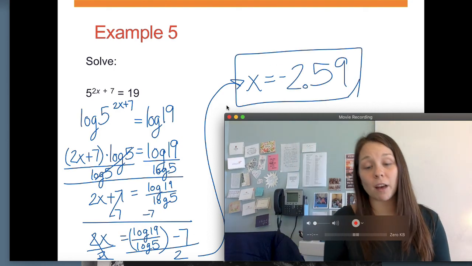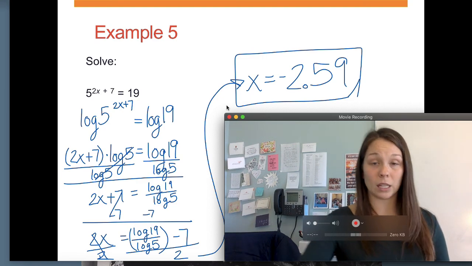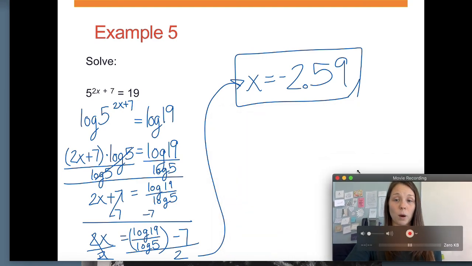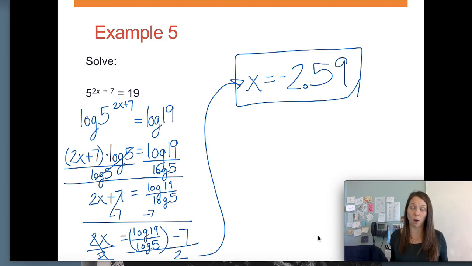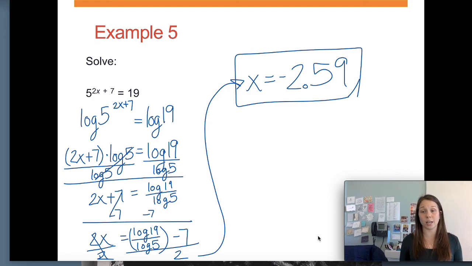Now, you might have felt like you could have done it a different way and you still end up at approximately negative 2.59, and that's okay. There are a couple of different ways you might have approached this problem, but in the end, you should be getting pretty much the same decimal. Now, if you started by taking the log of 19 divided by the log of 5 and you wrote a decimal there, you might have some slight rounding error, but it should still be approximately the exact same answer as mine.